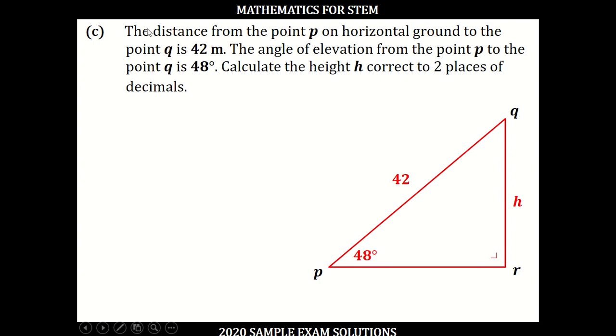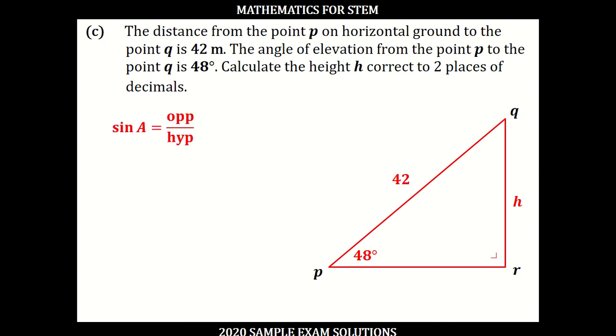In part C then, the distance from the point P on horizontal ground to the point Q is 42 meters. The angle of elevation from the point P to the point Q is 48 degrees. We have this angle of 48 degrees. We want to calculate the height h, correct to 2 places of decimals. Now, if this is your angle, across from that side is the opposite, and this side is the hypotenuse. So sine uses the opposite and the hypotenuse.